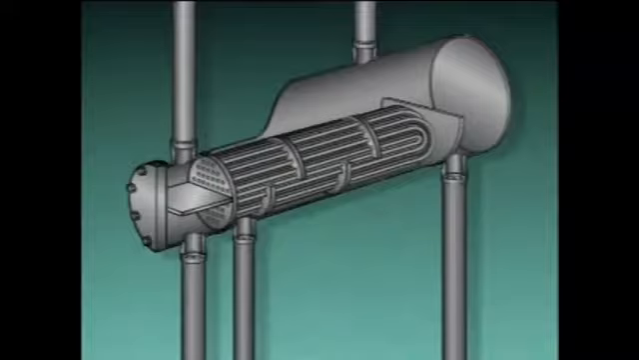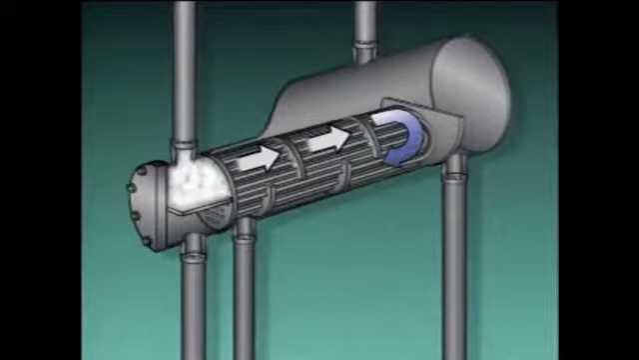In this reboiler, steam is used to heat the process liquid. When the steam passes through the tubes, it transfers some of its heat to the process liquid. As the steam transfers its heat, it condenses into water, which is returned to a steam-generating system.